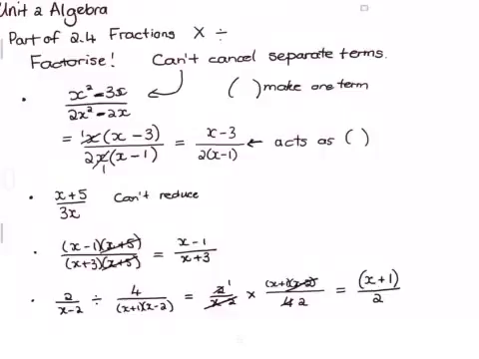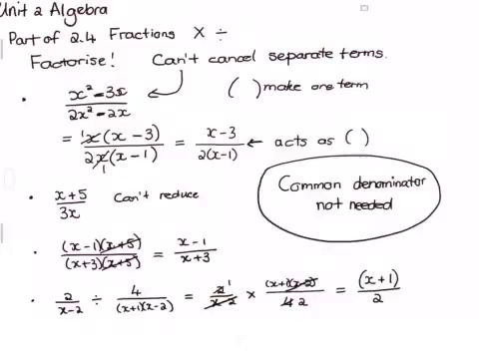One rule we must remember with times and divide, and I'm going to put it in here, is when we are doing times and divide, then common denominator is not needed. So you only get a common denominator when you do plus and minus. Times and divide, your rule is factorize and don't cancel separate terms.